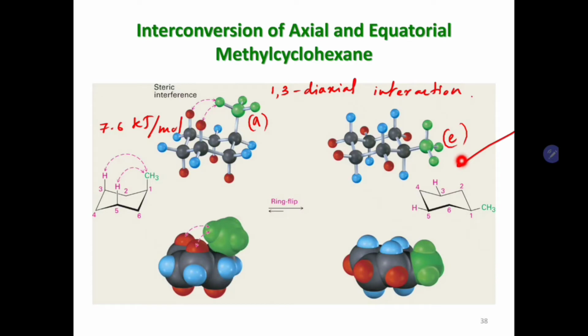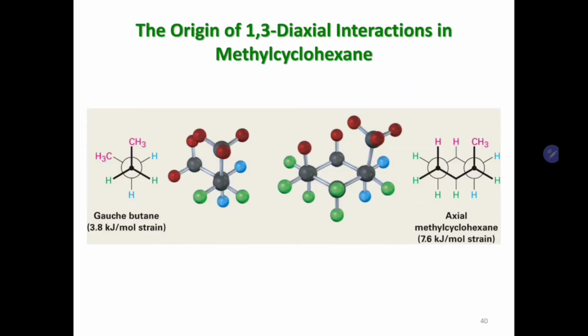That is why the equatorial position, the conformation that contains an equatorial substituent, is more favored. Okay, more favored. That is why the equilibrium shifts to the right. Maybe you might be a little bit familiar with this 3.8 kilojoules per mole. You might be familiar with this specific amount of energy. We talked about it when we talked about alkane conformations.